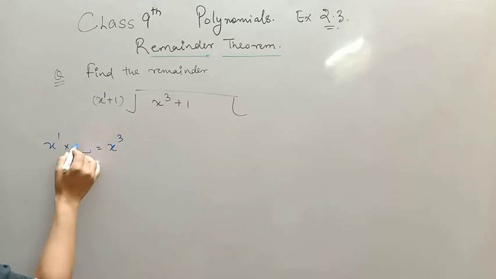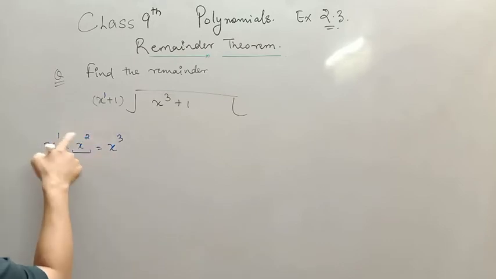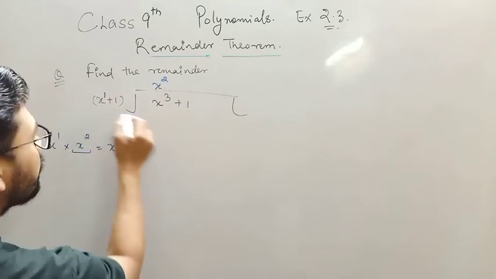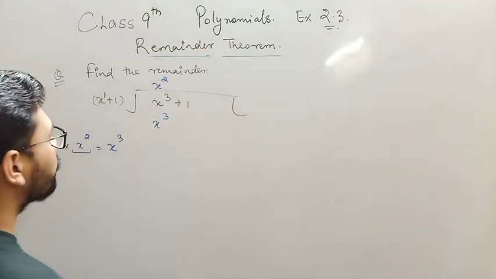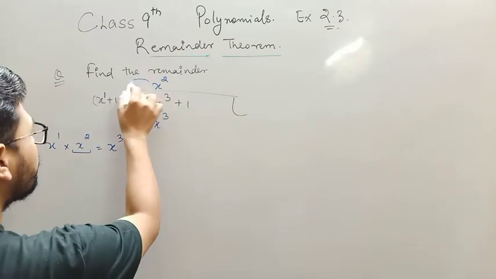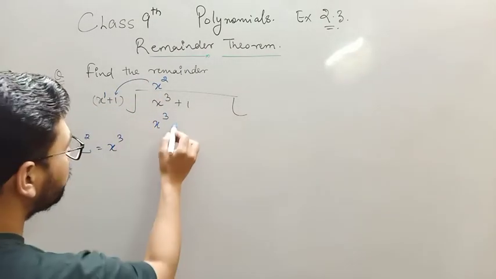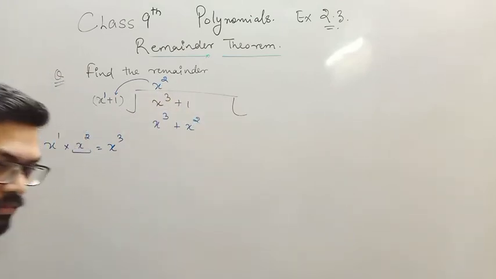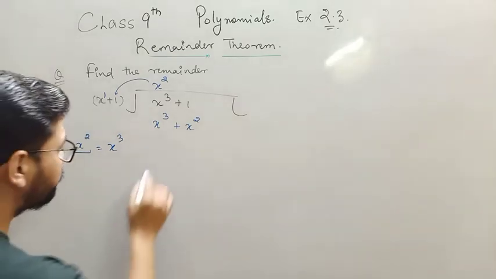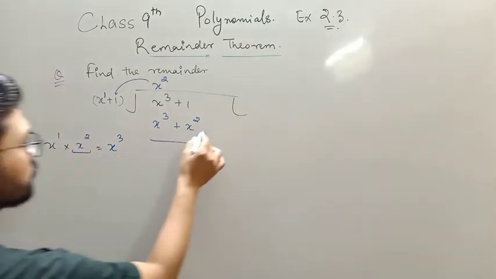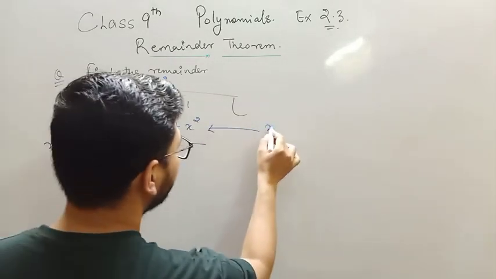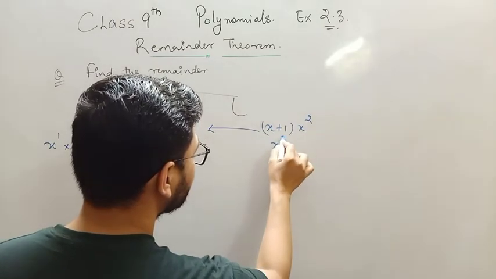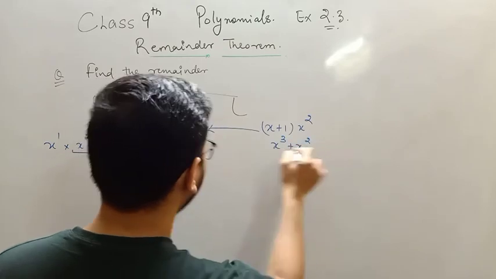So you said, sir, x to the power 2. 2 plus 1 is equal to 3. So x to the power 2, when I multiply with x to the power 1, I'll get x to the power cube. But at the same time, I just need to multiply this with x also. So what I'll get, x square plus 1 is x square. Any doubt in this? x plus 1 when multiplied with x square, what you'll get, x cube plus x square.